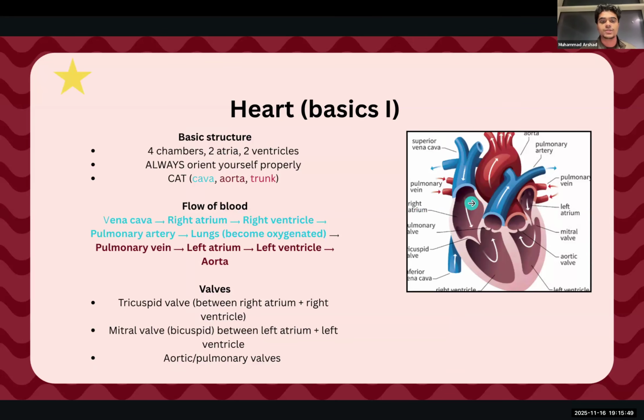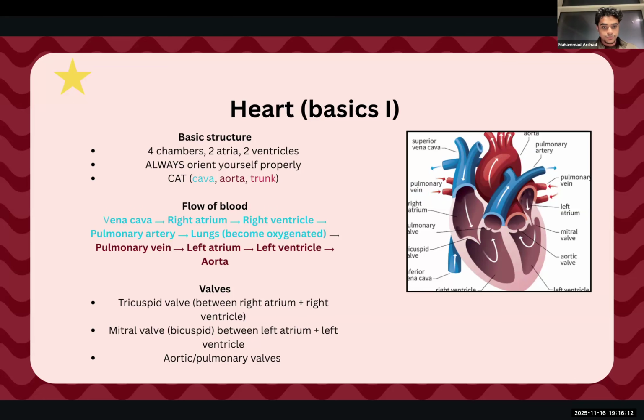And when you're looking at the heart, to make sure that you're looking at it with the proper orientation, you can use a specific acronym called CAT. So CAT means that from left to right, or well, technically from the patient's right to left, but from your left to right, you should be looking at the cava, which in this case refers to the superior vena cava, the aorta, and then the pulmonary trunk, okay? So that's the order that you should be seeing them in.